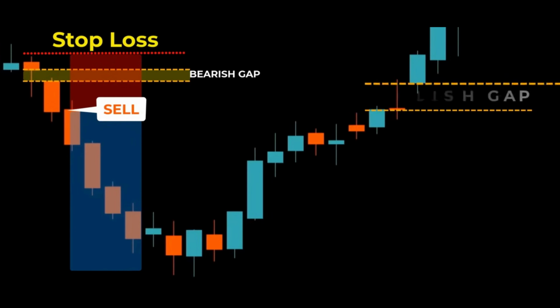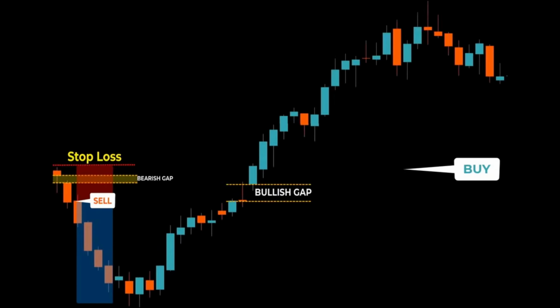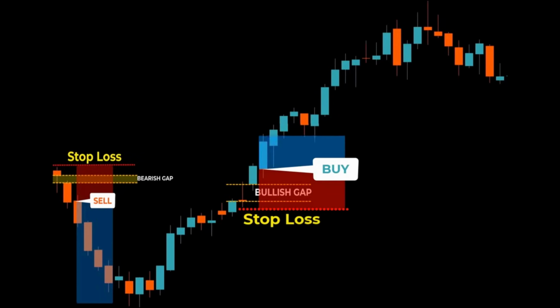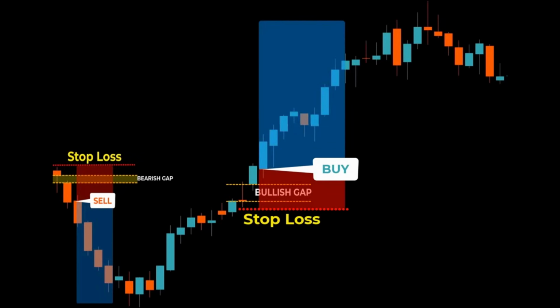But we're not done yet. I'm going to show you one more example, because mastering gaps between candle bodies is an absolute game changer, and I want you to fully understand this powerful pattern. Spotting another bearish gap, let's break it down.